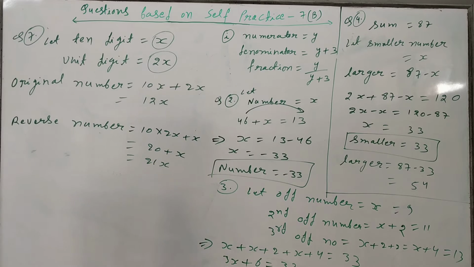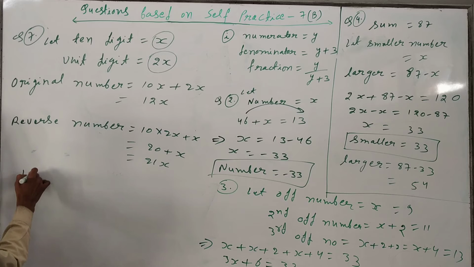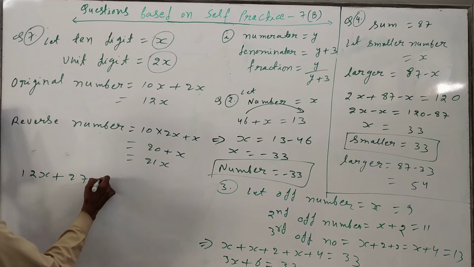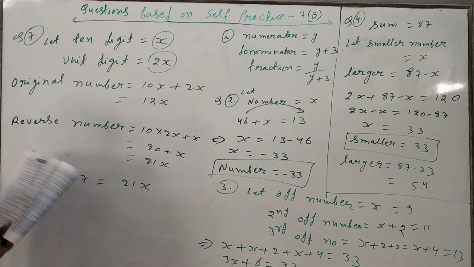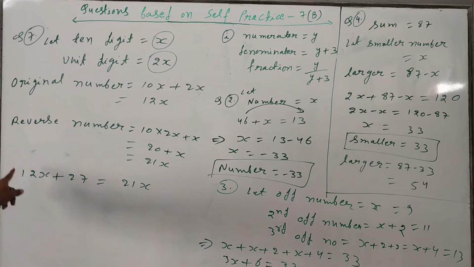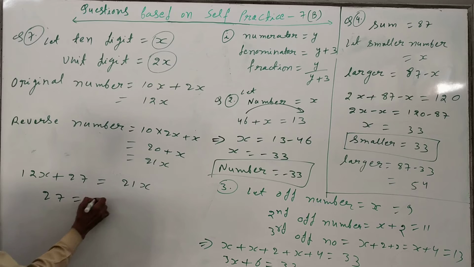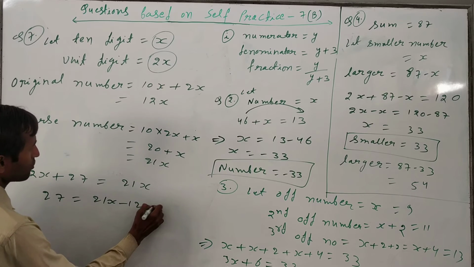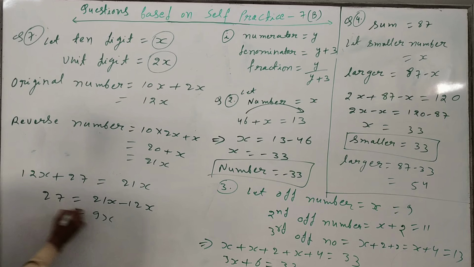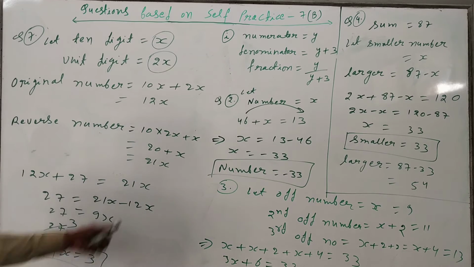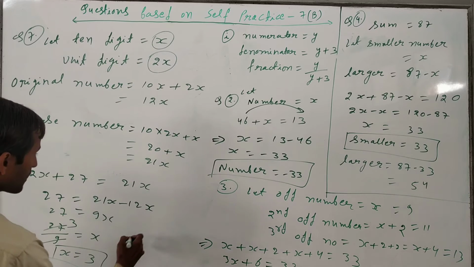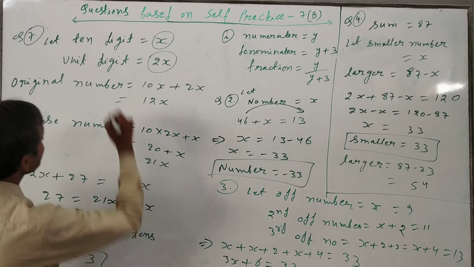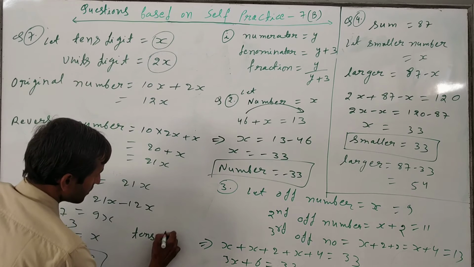Now here we have to add 12x plus 27, and then it gets reversed, meaning 21x will come. Now simplify: 12x will go to that side, so 27 is equal to 21x minus 12x. Now subtracting, it will come 9x is equal to 27. This 9 will divide, so 27 upon 9 is equal to x. Now cancel out, 3 will come. So x is equal to 3. It means the tens digit is equal to 3. Just write down here, the tens digit is equal to 3.